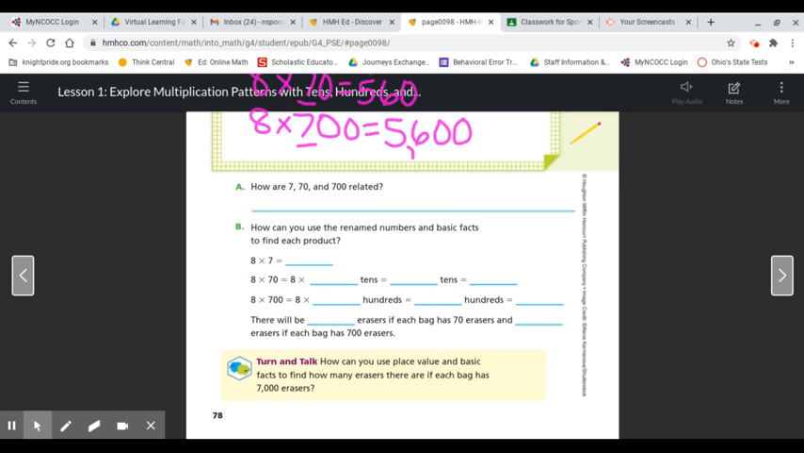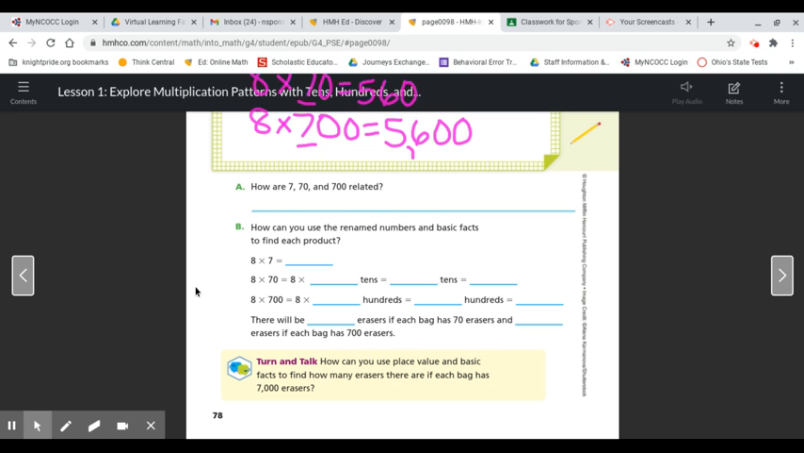Look down here at the bottom questions. Question A, how are 7, 70, and 700 related? Well, you can think about 70 as being 7 tens. 700 is 7 hundreds. They all have the 7 in them, and then just a different multiple of 10.